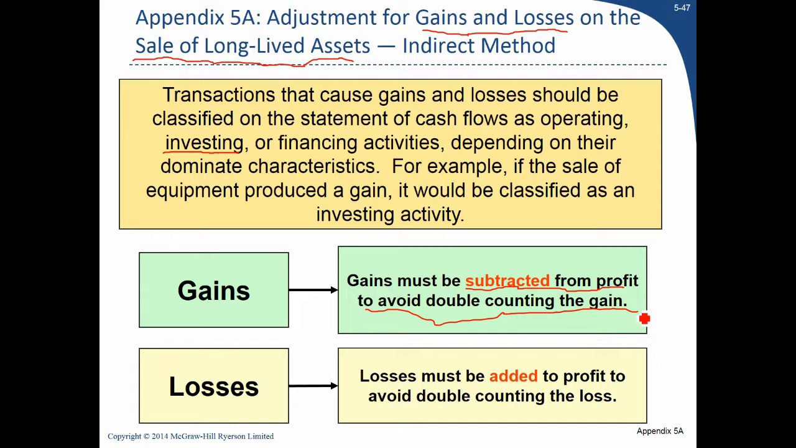When we show the investing activities section, we're going to show proceeds from sale of equipment for $10,000. The thing is, we also have a loss sitting in our net earnings. We have to add back that loss because it's artificially bringing down our net earnings.